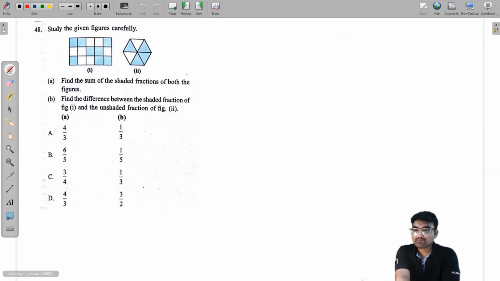Right? Study the given figures carefully. Find the sum of the shaded fractions of both the figures. Okay, how many shaded parts are there? How many total parts are there? First 1, 2, 3, 4, 5. So 5 times 3, 15. And how many shaded out of them? 1, 2, 3, 4, 5, 6, 7 and 8. Correct? 8 are shaded.